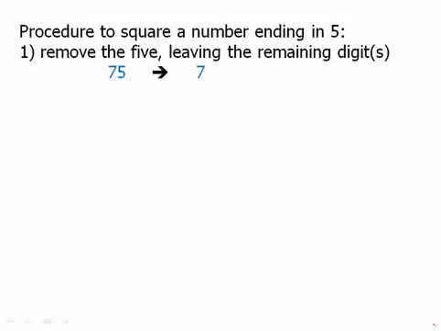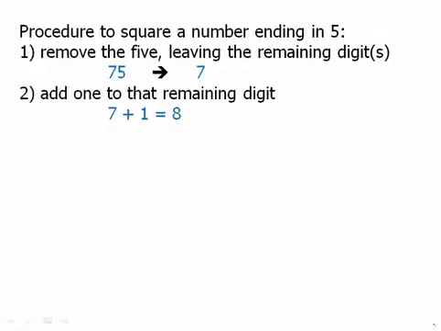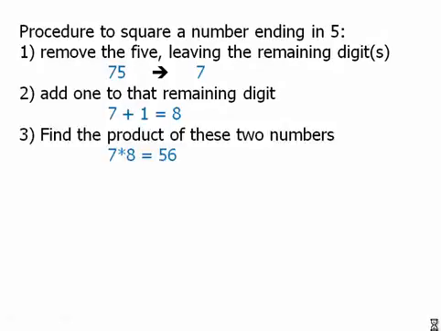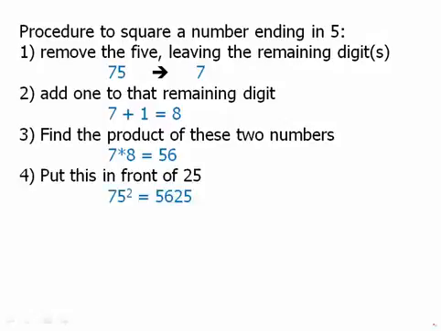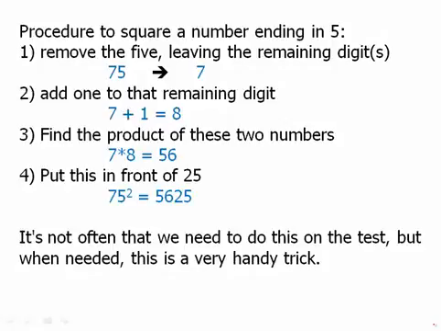So the procedure to square a number ending in 5: remove the 5 and leave the remaining digit. So that's 7. And then we're going to add 1 to it. Now one way to think about this, 75 is between 70 and 80. So those are the two numbers we need. Drop the zeros, we need the 7 and the 8. We're going to multiply those two numbers. 7 times 8 is 56. Again, you need to know your one-digit multiplication table well. That's the number we're going to put in front of 25. So 75 squared is 5625. It's not often that we need to do this on the test, but when needed, this is a very handy trick.